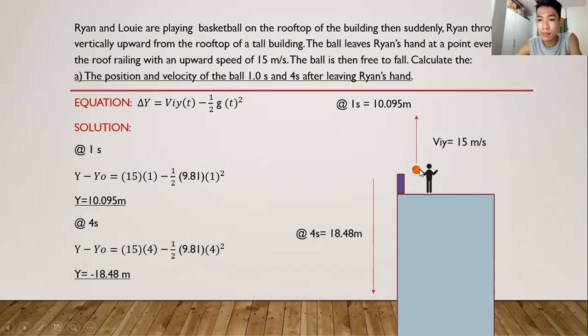At 1 second after release, the ball is at 10.095 meters. Then 4 seconds after the release of the ball, from the original position, which is even with our railing, here is the starting point or the original position of the ball. Then after 4 seconds, since it has fallen, its distance is 18.48 meters. That's why it is negative here, because it is going down from the original position. Next.